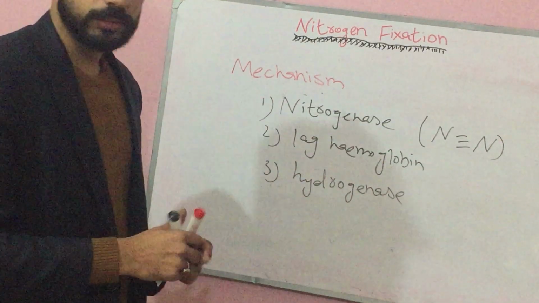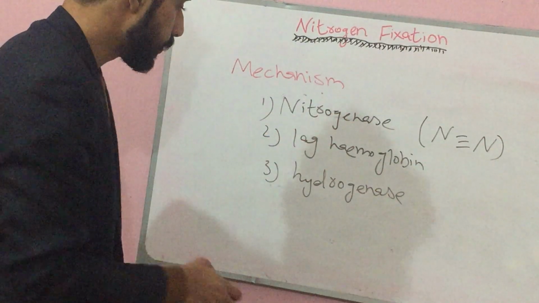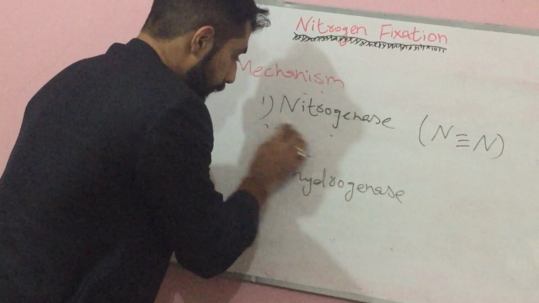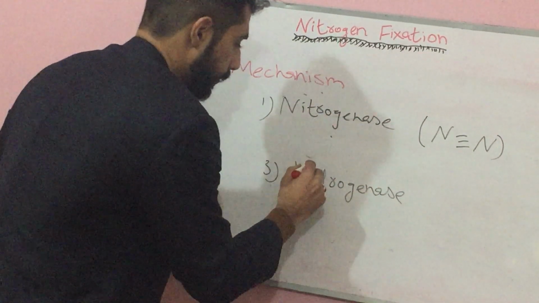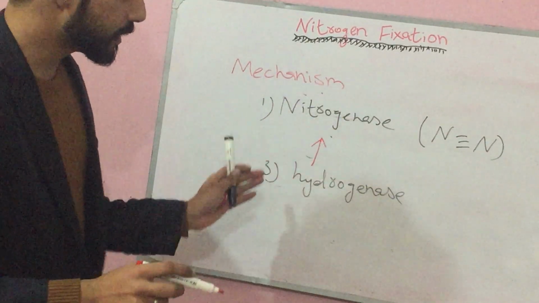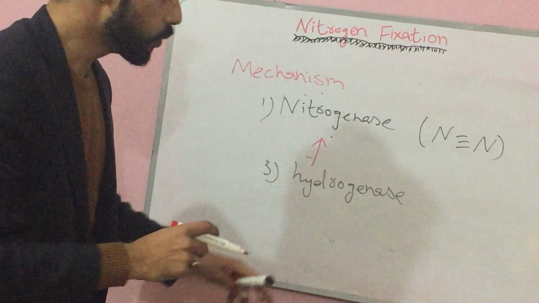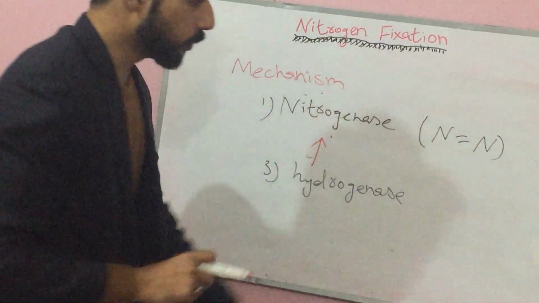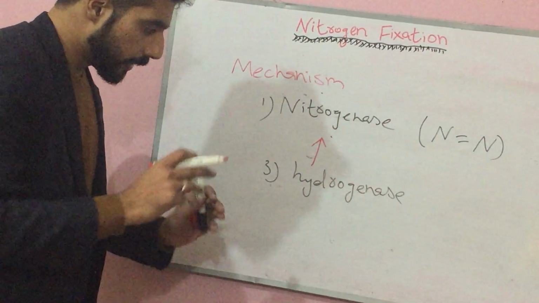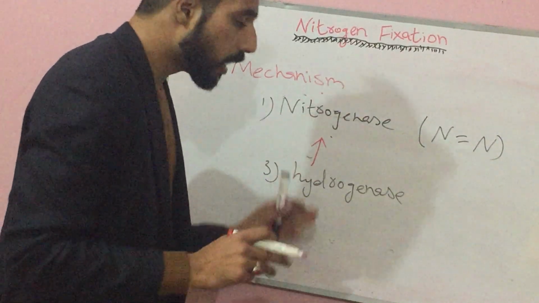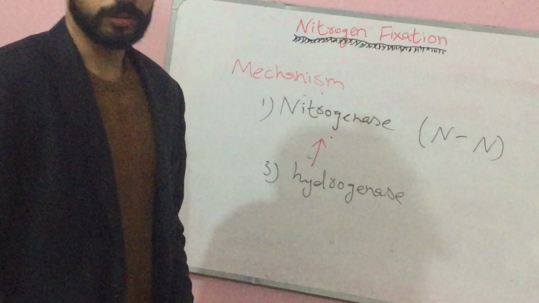First of all, the hydrogenase enzyme reacts with the nitrogenase. When it reacts, it can break this triple bond into a double bond. So now we have two bonds. In the next step, the hydrogenase enzyme again breaks it and it converts into a single bond.